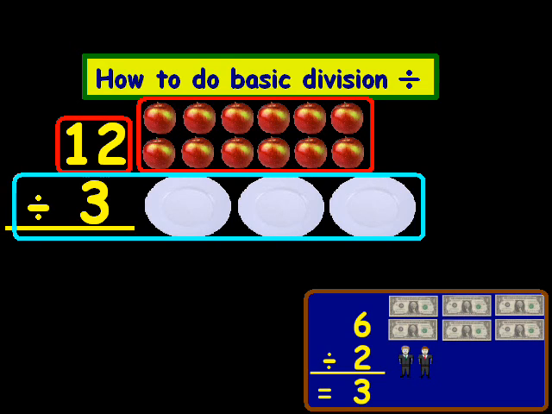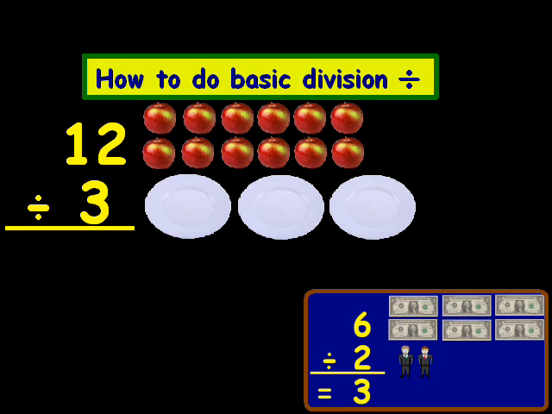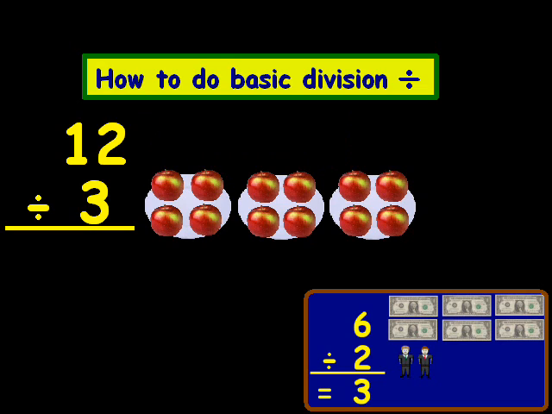Okay, so we'll look at it this way. We're splitting 12 three ways. So if we do that, we can divide it, and we get 4 apples on each plate. So our answer in this case is 4. So 12 divided by 3 is 4.